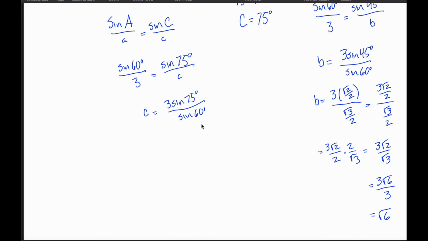You can type in expressions. But on a quiz, I might tell you, simplify your answer completely so that it doesn't involve any trig functions. In other words, figure out the sine of 75 degrees and the sine of 60 degrees.